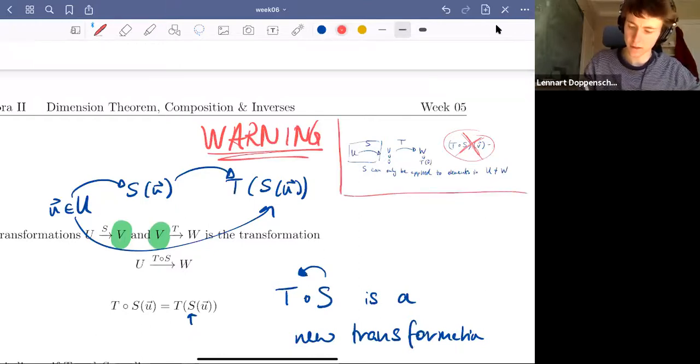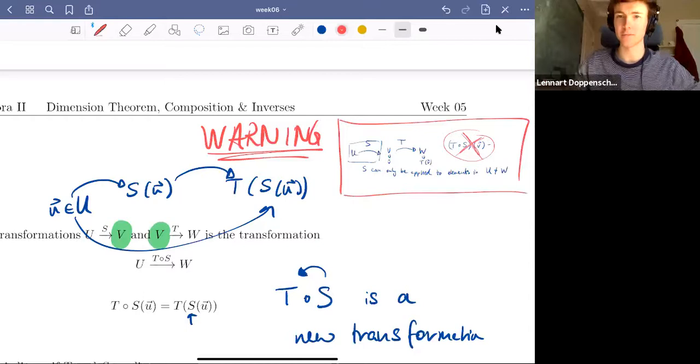So this is a warning. Don't mess with the order of composition.